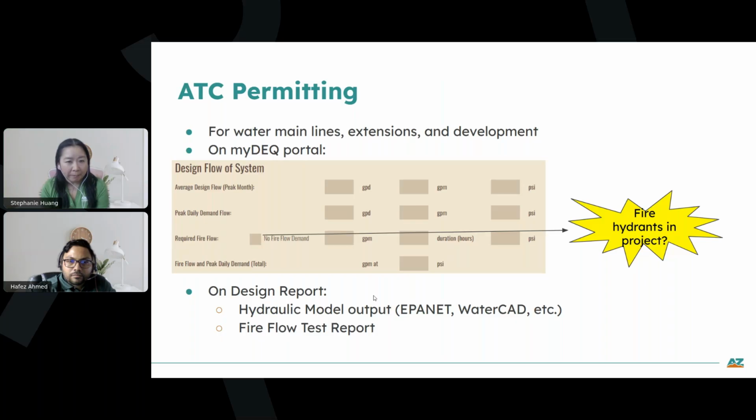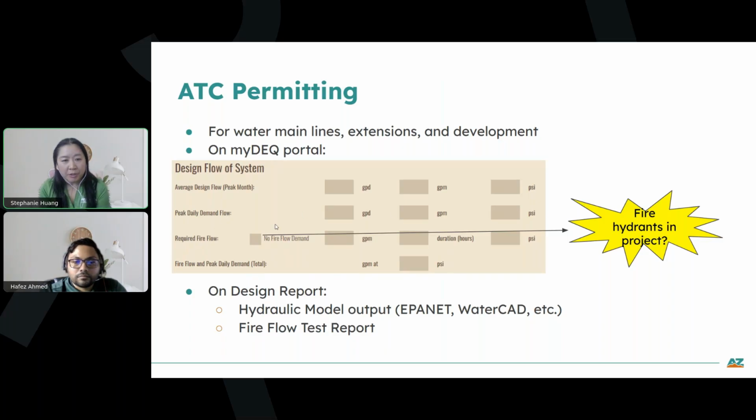ATC permitting. Here we're looking at relations to water main lines, water main extensions, and development subdivision type of work. This is a screenshot of our MyDEQ portal for the design flow of the system. The applicant will need to input the average design flow in the peak month, as well as the peak daily demand flow and the required fire flow.